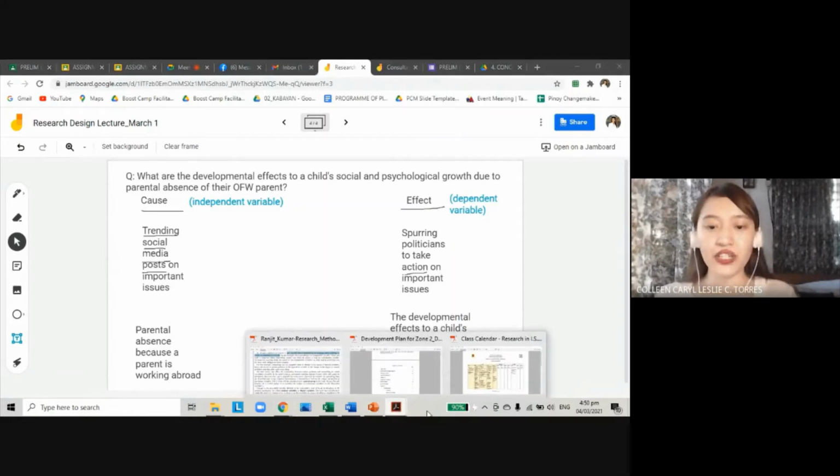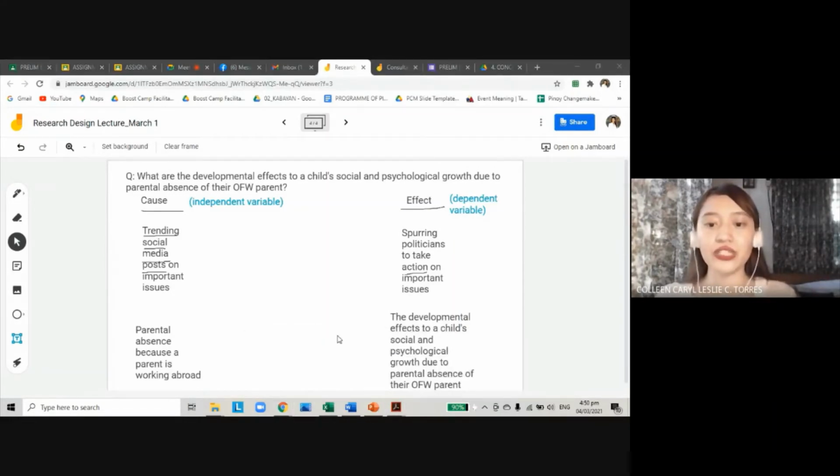what is causing the change to a child's social and psychological growth? We are assuming that it is the parents' presence in a child's life. So that is the independent variable. In the other example that we had earlier, what is causing the change of a politician's action? What is causing the change is the social media post, or maybe I think the bottom line is the fact that they are being pressured, no?